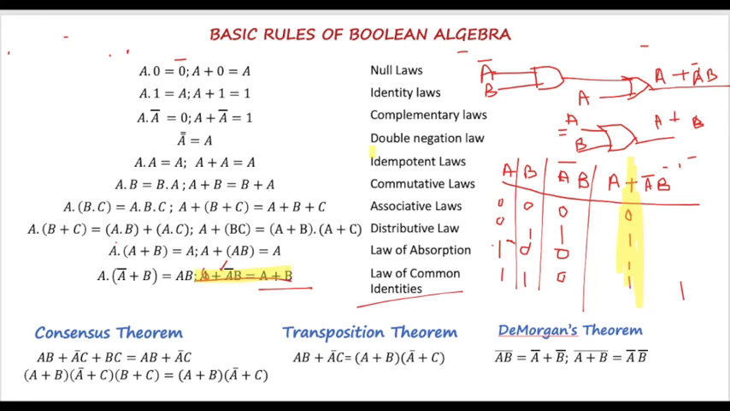So here you can see, students, I have explained all the laws logically, that is using logical circuits and truth tables also, and some of the relations can also be explained algebraically. Now I'll discuss the consensus theorem, transposition theorem, De Morgan's theorem, and some other theorems in the next lecture.